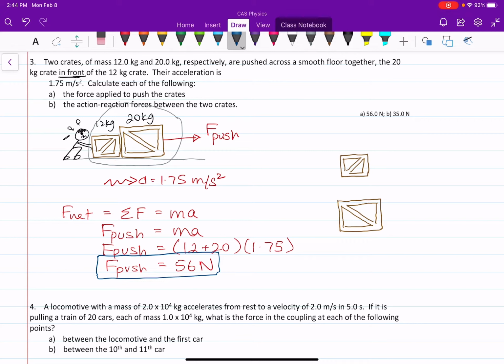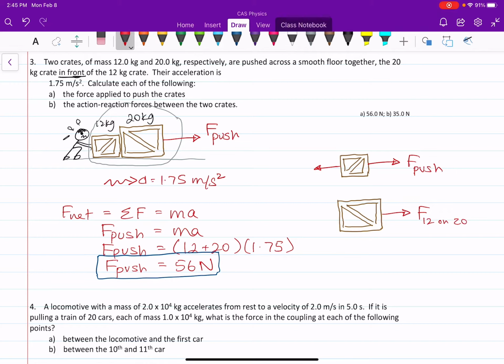In part B, we want to know the action-reaction force in between the two crates. And for this, I've drawn the two crates sort of separately. So we're going to actually draw free body diagrams of each one. So for the smaller one, the 12 kilogram crate, there's still the force of the push. That's the one that's actually touching it. But there's also this other force, because the 12 kilogram crate is going to push the 20 kilogram crate. That's the actual force that's accelerating the 20 kilogram crate. I'll call it the force of 12 on 20.